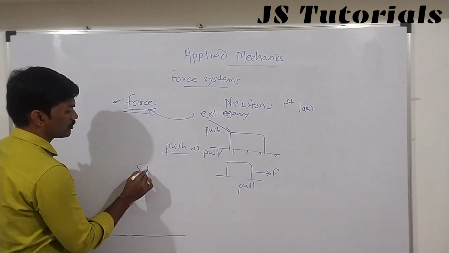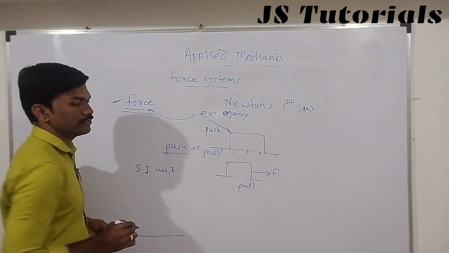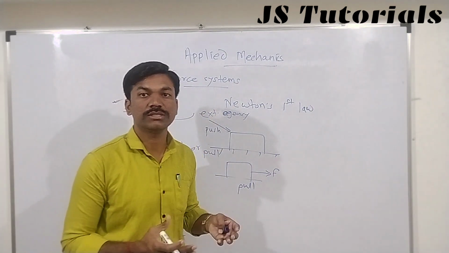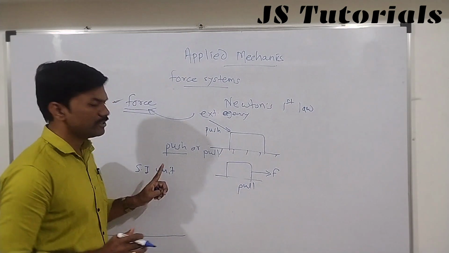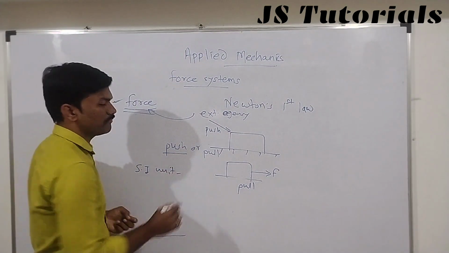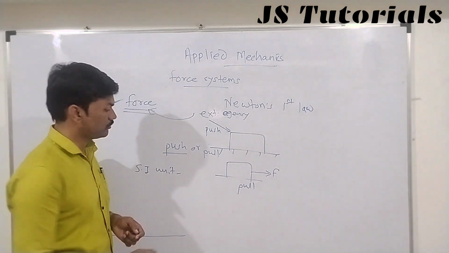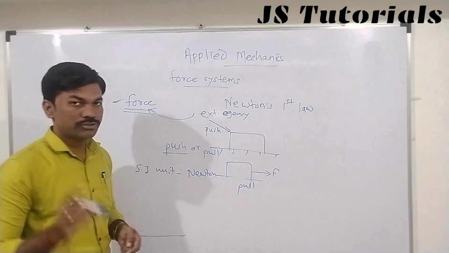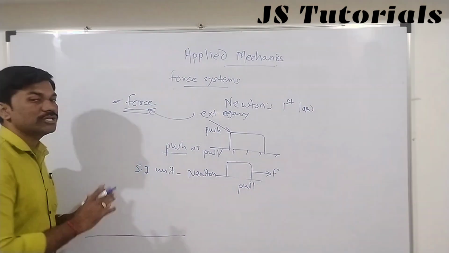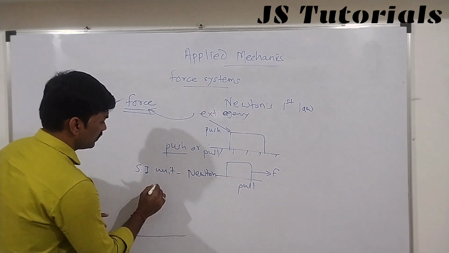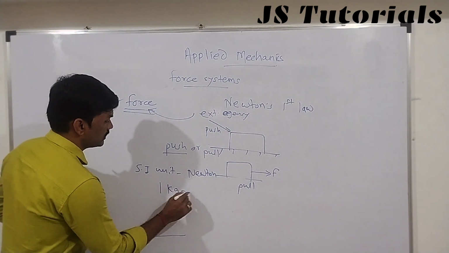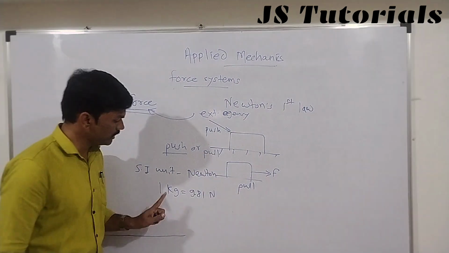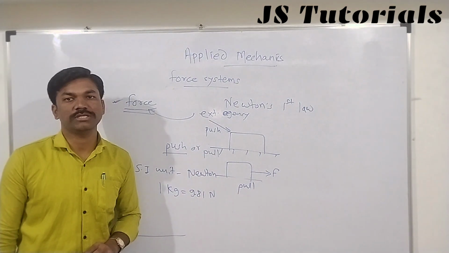Now the SI unit of force. The force concept was invented by the scientist Isaac Newton, so the SI unit of force is given in the name of this great scientist. So the SI unit of force is Newton. Students should remember the relation between kilogram and Newton here. See, 1 kilogram is equal to 9.81 Newton.